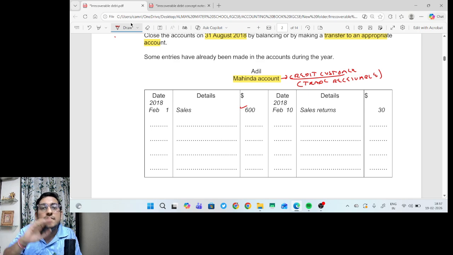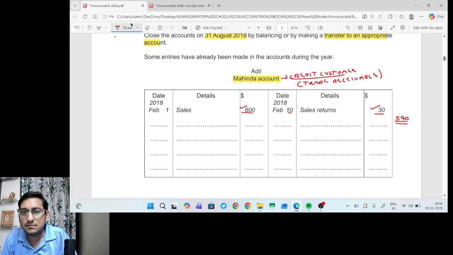Now, on February 1, we made sales of 600. So what will be the entry? Mahindra account debit, sales account credit. So in the ledger account, sales is on the debit side of Mahindra. And on February 10, Mahindra returned goods to us, sales return. So technically sales is 600 and $30 is returned. So how much balance is due? Can I say $570? Yes or no? We made sales of $600. Out of this, $30 has already been returned to us. So Mahindra is liable to pay only 570. You understand the point or not?